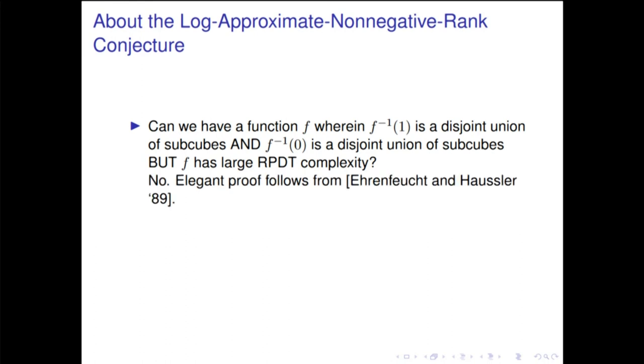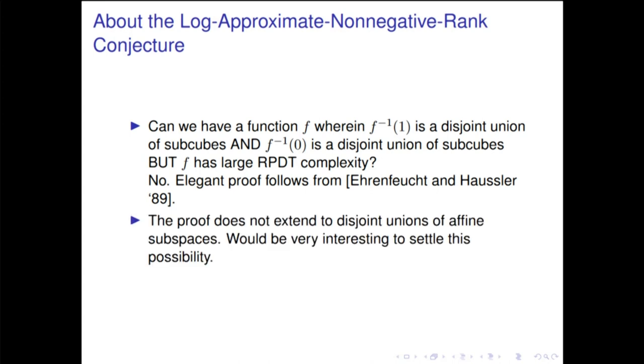But it turns out that you can't do it with a union of subcubes. There's an elegant proof that follows from some work done by Ehrenfeucht and Haussler. And the corresponding conjecture, if you don't just limit yourself to subcubes, because remember, subcubes weren't the only thing that had small spectral norm. Even affine subspaces in general had small spectral norm.